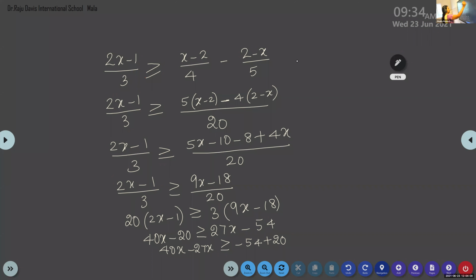Minus 34 by 13. Is it correct? Minus 2.6. No need to, Aditya, don't convert to decimal. Keep it in fraction itself. No need to convert to decimal. You give the answer in fraction. So we get 13x is greater than or equal to minus 34. Am I correct?